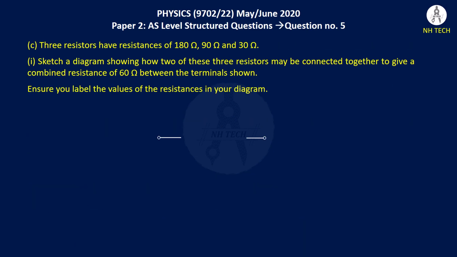Part C. Three resistors have resistances of 180 ohms, 90 ohms and 30 ohms. Part A. Sketch a diagram showing how two of these three resistors may be connected together to give a combined resistance of 60 ohms between the terminals shown. Ensure you label the values of the resistances in your diagram.